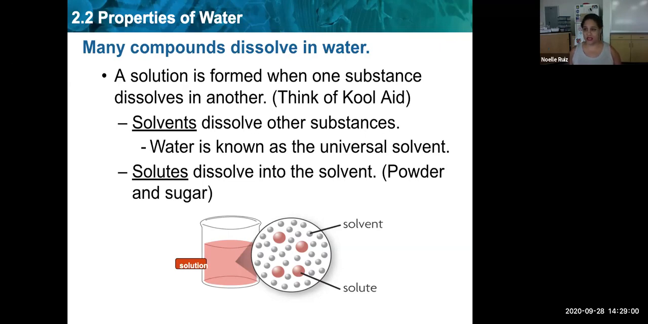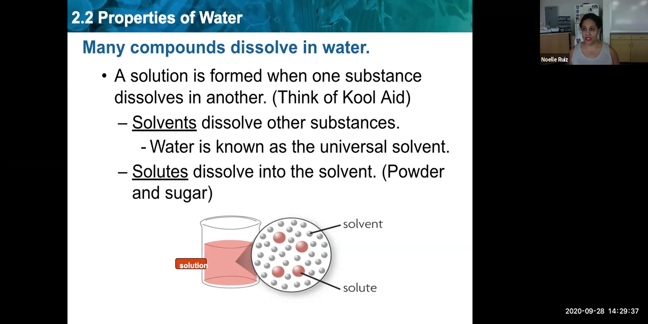The solvents take in the other substances. That's water takes in the other substances. Water is the universal solvent because it dissolves almost anything. Not everything, but a lot of stuff. And then solutes are the name of the powders. They dissolve into the solvent or into the water. If you're making Kool Aid, you got powder and you have sugar. The powder and the sugar get dissolved and the water takes them in.